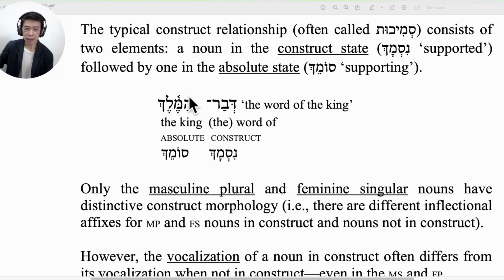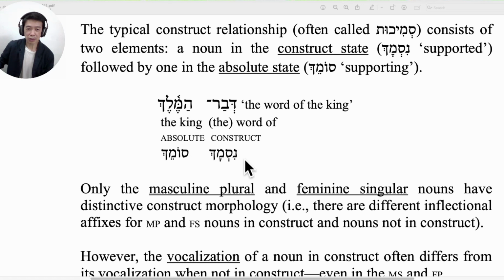Because this word is in the absolute form and it has the definite article ha with a patach, the whole construct chain is definite. So it becomes "the word of the king," even though there is no definite article in front of the word devar. The whole construct chain is now definite. It's translated in English as "the word of the king."